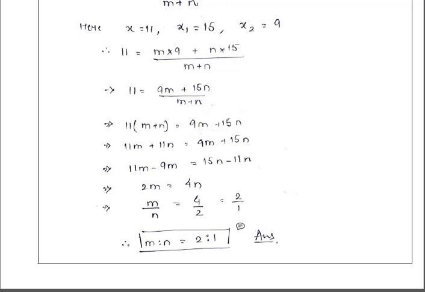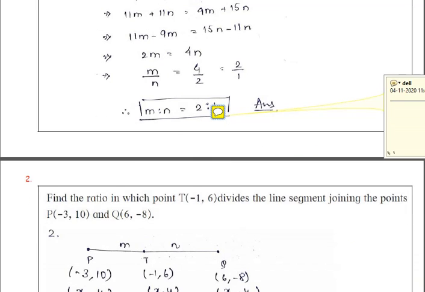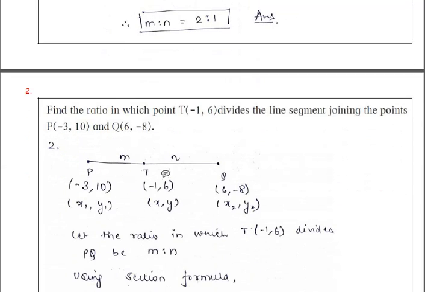So I did not know the ratio. Now I have got the ratio as 2 is to 1. Let's see another question of a similar type. Okay, it's very similar to the one which we have discussed. In this case now, you have to find the ratio. T is given to you. Again you have to find m is to n over here. Okay, it's exactly the same.